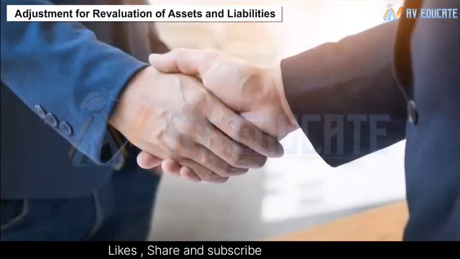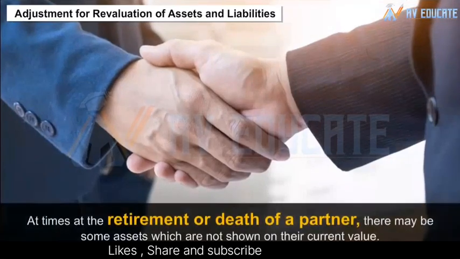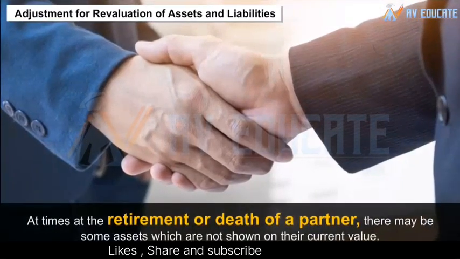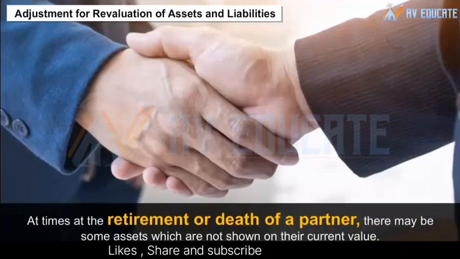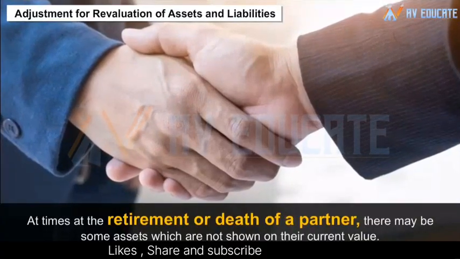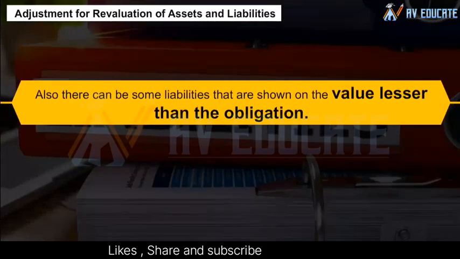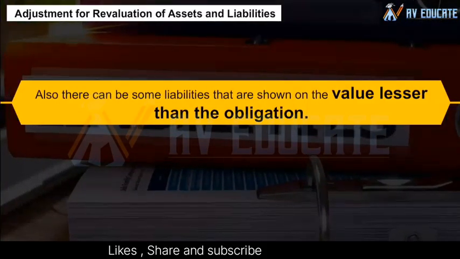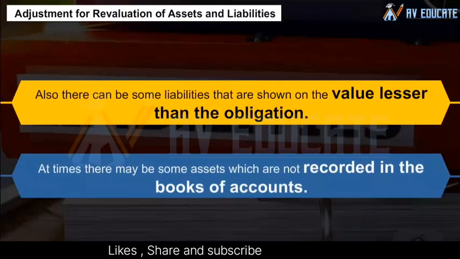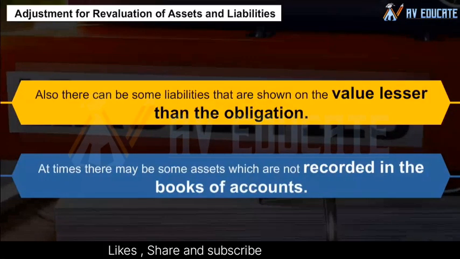Adjustment for revaluation of assets and liabilities. At times, at the retirement or death of a partner, there may be some assets which are not shown at their current value. Also, there can be some liabilities that are shown at a value lesser than the obligation. Or at times, there may be some assets which are not recorded in the books of accounts.